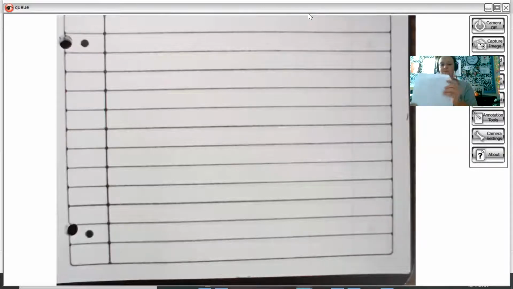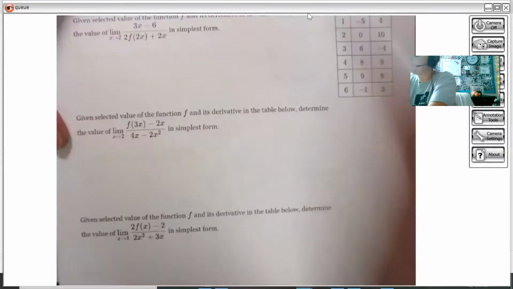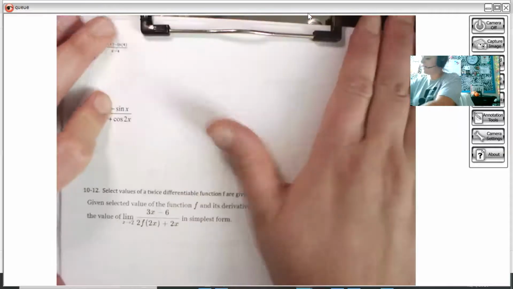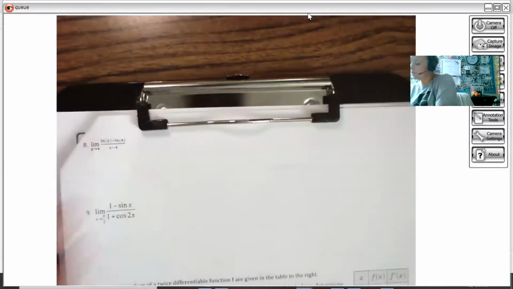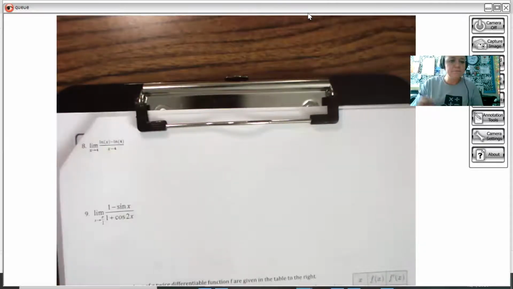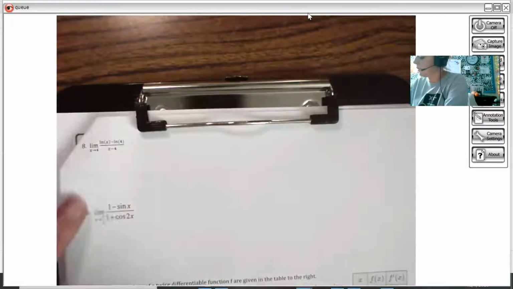Good. Okay, we're almost done. Take a look at number 8. Number 8 looks kind of similar to that one that we just did. We're doing x approaching 4. We have ln x minus ln 4 over x minus 4.